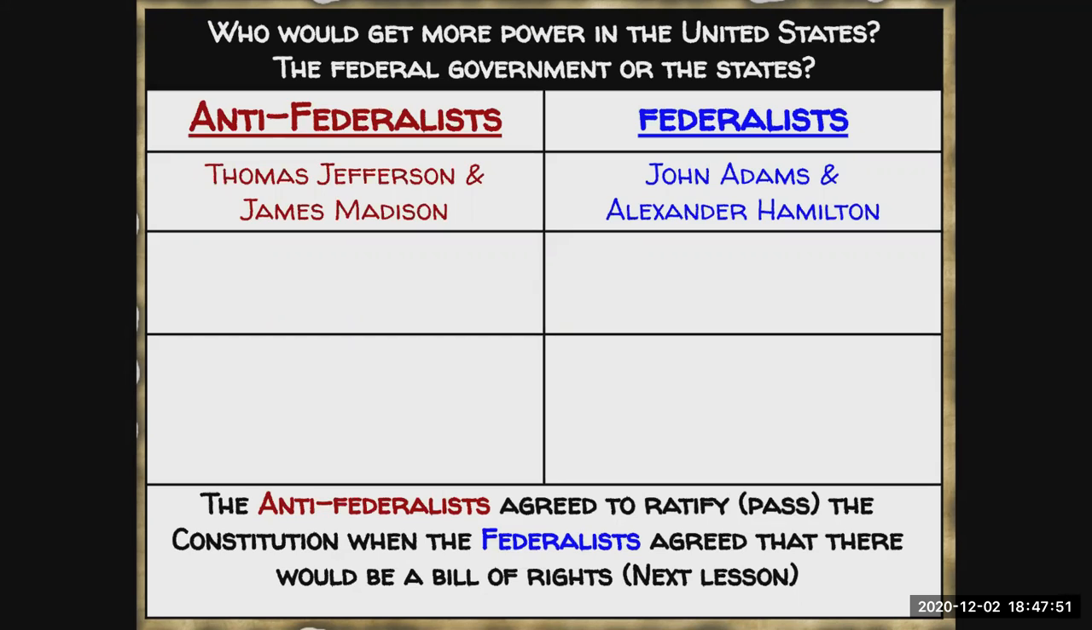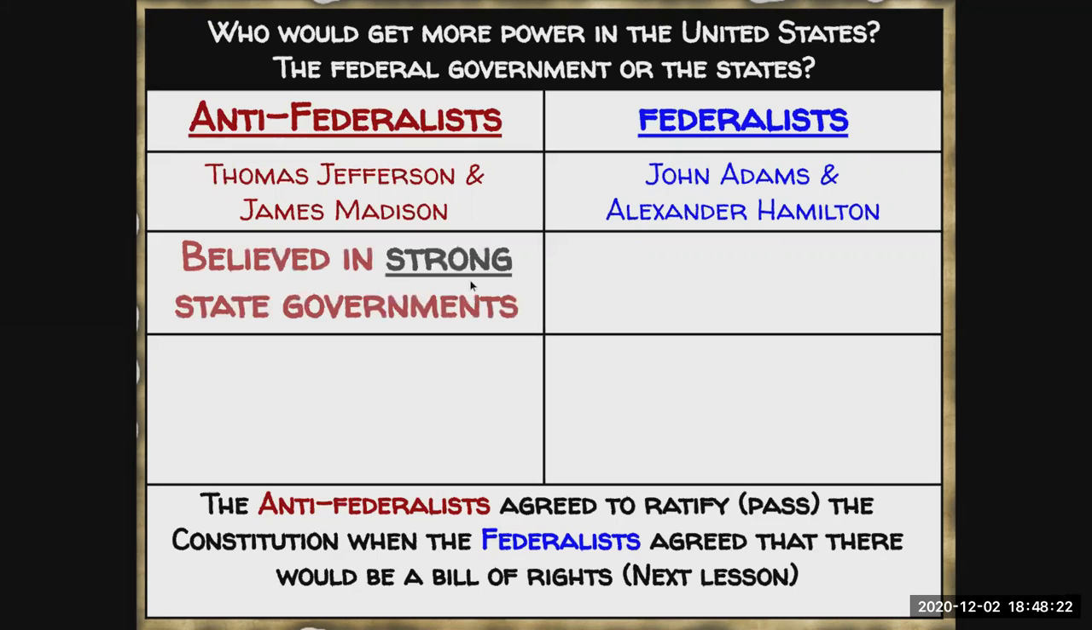So, this question of who should be more powerful, the federal government or the state governments? In this constitutional convention, there were two groups or factions that were arguing this out. There were the Anti-Federalists, and this group was led by Thomas Jefferson and James Madison. And then there were the Federalists, who were led by John Adams and Alexander Hamilton.